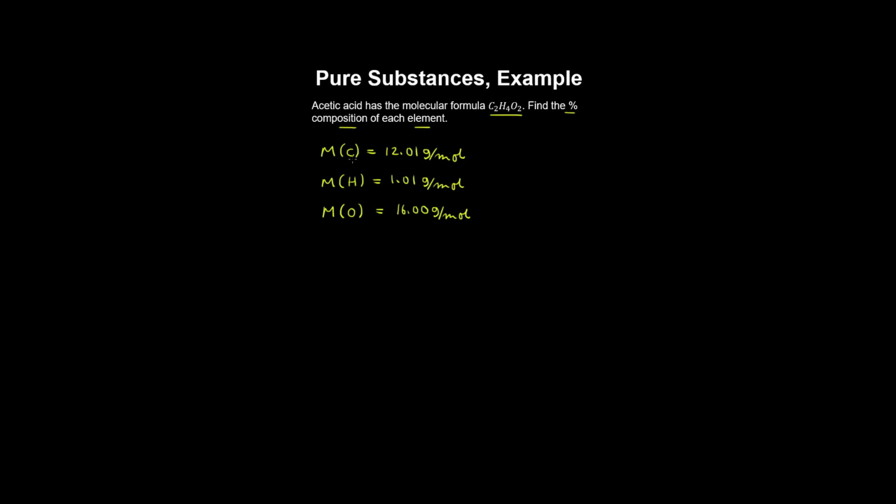So we have 2 carbons, 4 hydrogens, and 2 oxygens in that molecule. So we'll just multiply by those numbers. And if we're summing those together, we obtain the molar mass of this molecule.